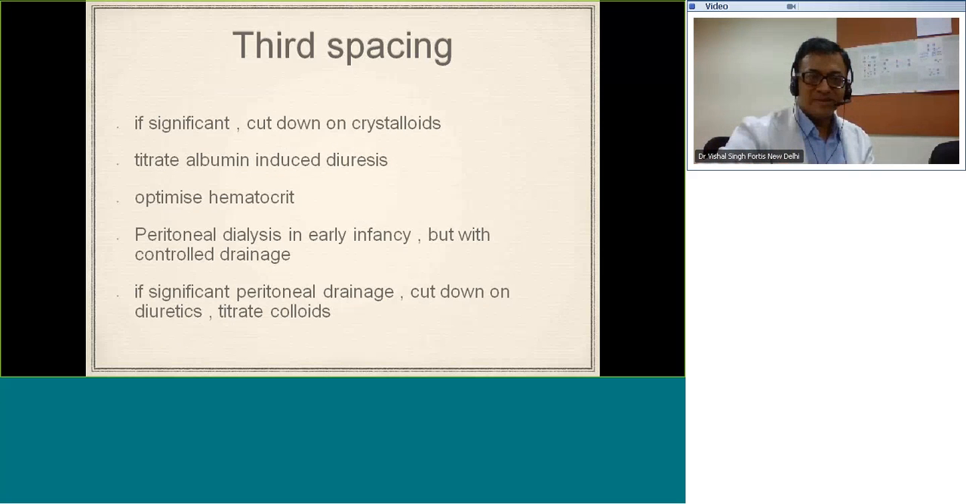Third spacing, this is a problem, especially in any prolonged ventilation, especially if the patient was with myocardial dysfunction. Okay, patient is stable. So, if you have... excuse me, Rajesh.